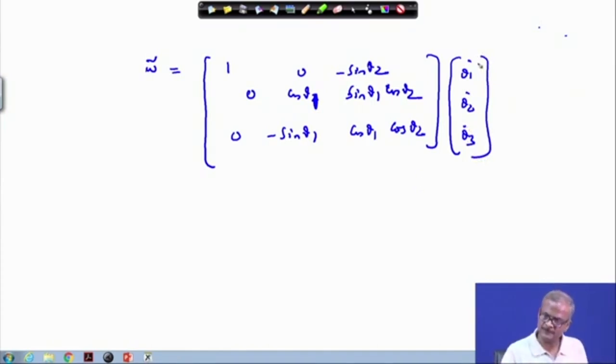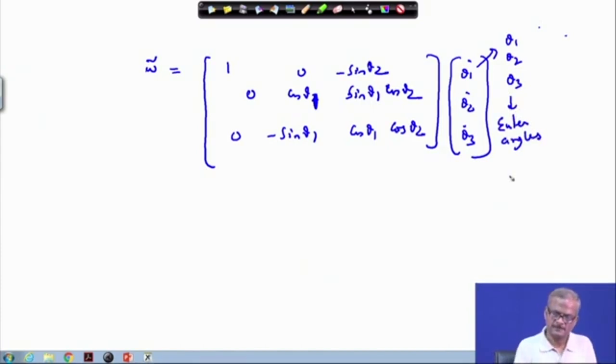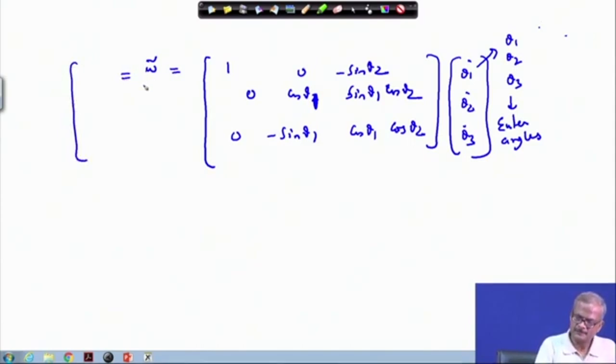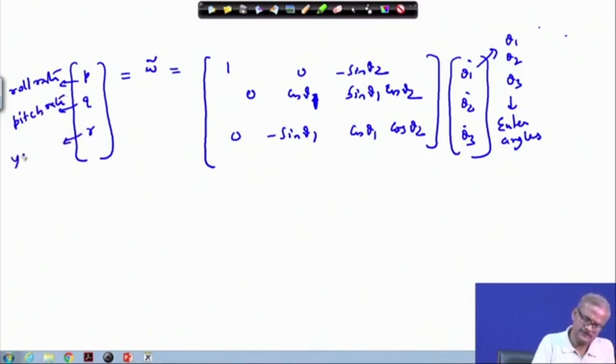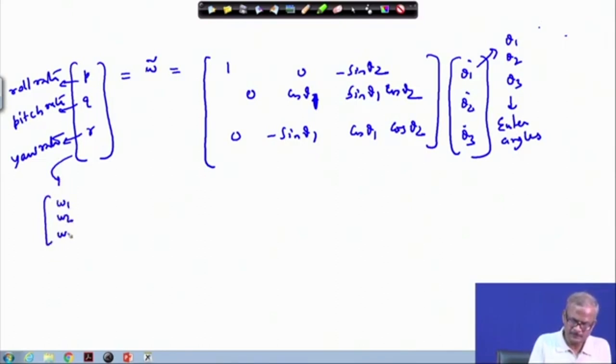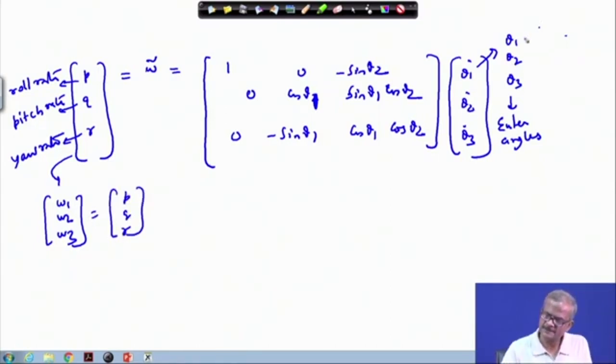Theta 1, theta 2 and theta 3 appearing here are the Euler angles, and on the left hand side what appears as omega 1, omega 2, omega 3 is nothing but your P, Q, R. Okay. So, this is the roll rate, this is the pitch rate, and this is the yaw rate, the common terminology used for P, Q, R. Or the same thing you can also write as omega 1, omega 2, omega 3 equal to P, Q, R, while on the right hand side these are the Euler angles.